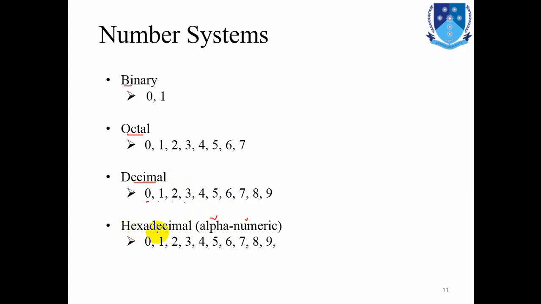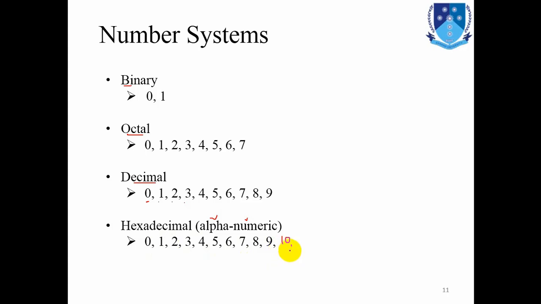Hexa means 6 and deci stands for 10, so that number system has 16 valid digits, or 16 numbers, to represent any number in the hexadecimal number system. As we know, in the decimal number system we have 10 digits. The 11th digit, which is 10, is actually a combination of 1 and 0, or you can say that in 10 the 1 and 0 are combined to form a new digit.